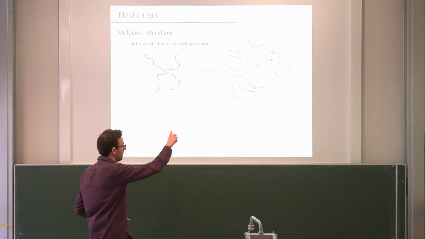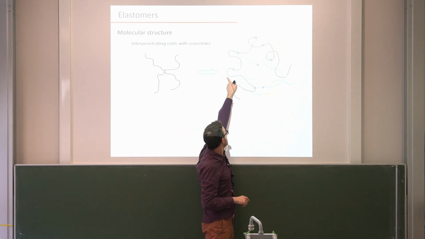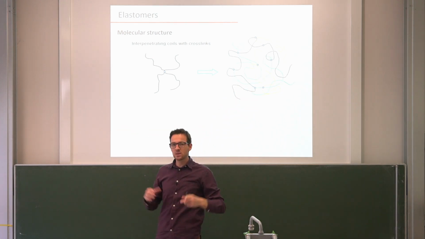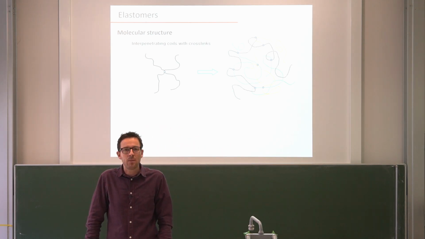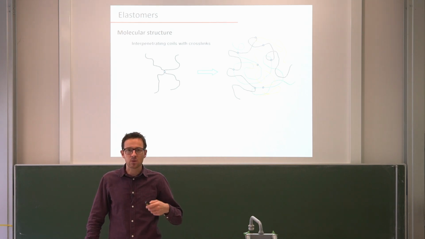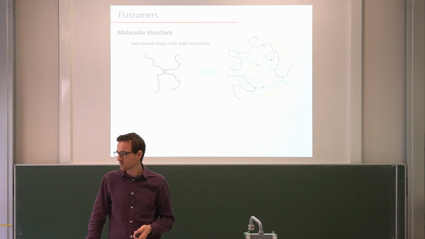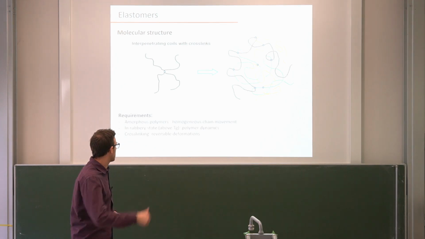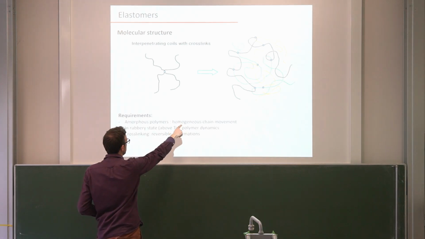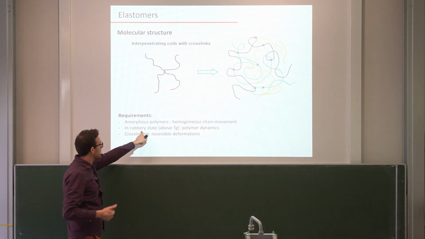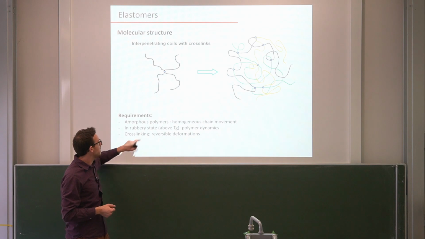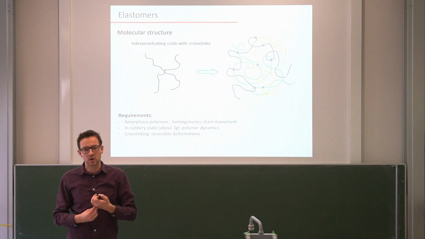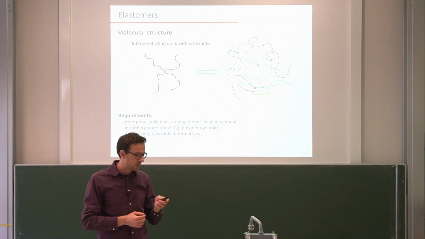And so, as I said, we need to have these chains in between cross-linking points. They need to be long and flexible, and they need to be able to move easily and to be dynamic. And that means the polymer needs to be above the glass transition temperature. So in amorphous polymers, we have homogeneous chain movement possible. It needs to be above the glass transition temperature to allow dynamics, and it needs to be mildly cross-linked. So what are the consequences of the cross-linking?